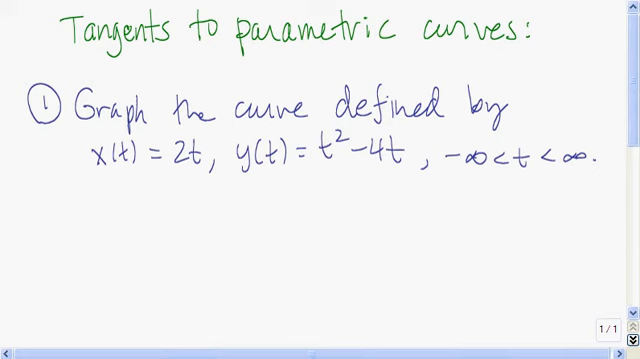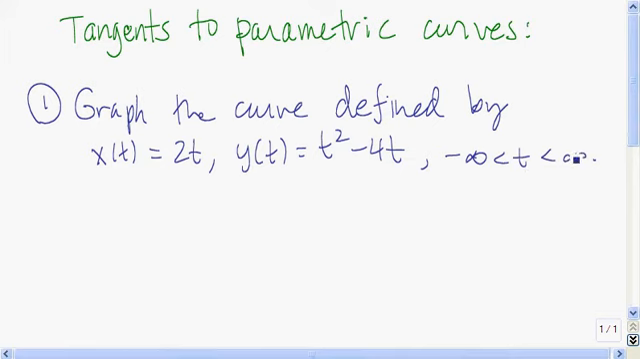In this video, I'm going to show you how to find the tangent line to a curve that's defined by parametric equations. Let me just give you a quick review of how parametric equations work by graphing the curve defined by these two. So x is equal to 2t, y is equal to t squared minus 4t, and I want to graph that for t in the interval from negative infinity to infinity.